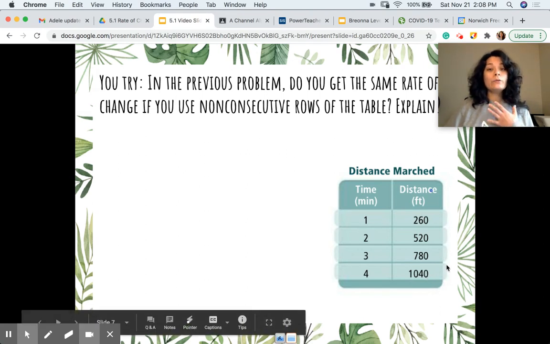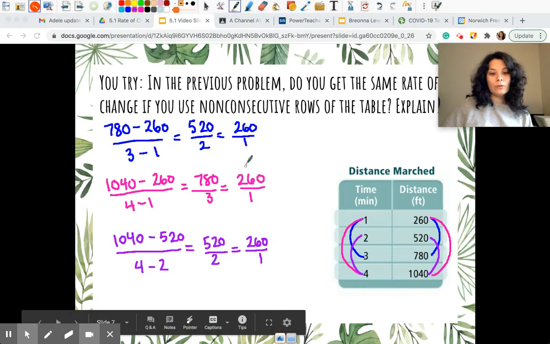When I did it, I was using consecutive rows. I was going from 1 to 2, 2 to 3, and 3 to 4. Non-consecutive means you're not going to use rows that are one right after the other. So I'm going to pause the video. I'm going to work out a few examples. I encourage you to do the same, and then I'll unpause to give you some potential answers that students could have gotten. Okay, so here are some examples that I'm getting when I use some non-consecutive rows.